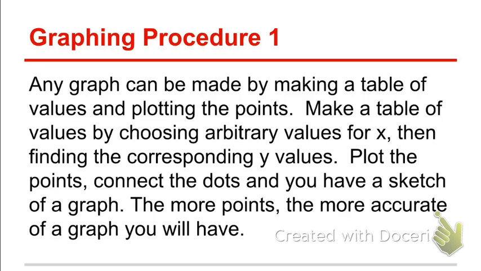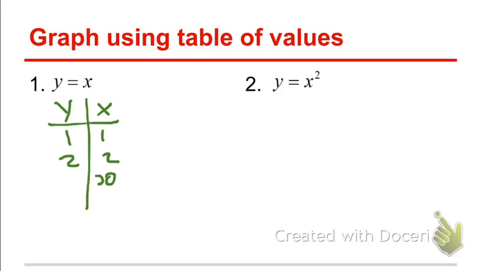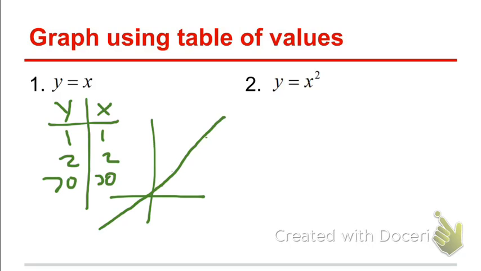So let's just work on that. Now, here are the first two, just a simple y equals x and y equals x squared. If I were to ask you to do this with a table of values, I would expect you to do it without a calculator, where you just make a t-chart like this. And here's y, here's x. So if y equals x, when x is 1, y is 1. When x is 2, y is 2. When x is 70, y is 70. Alright, and then plot those points, and then connect them. And you got your graph.